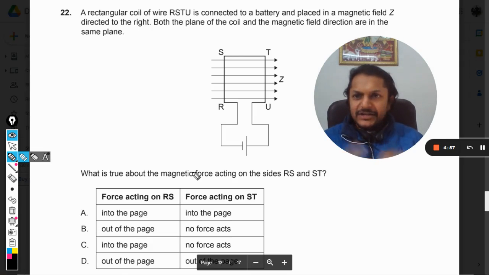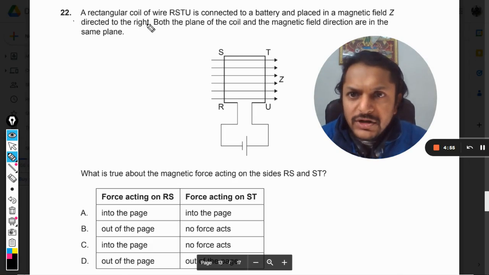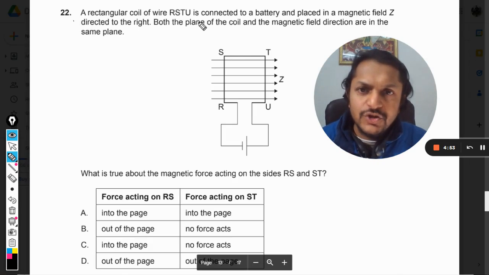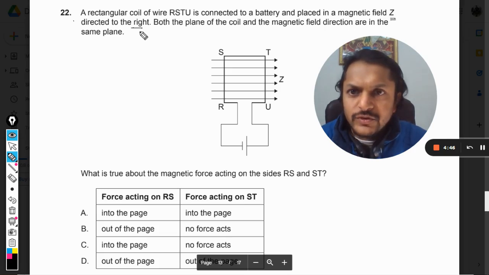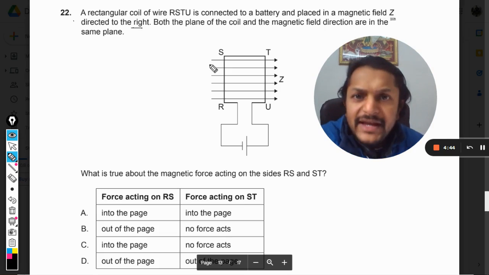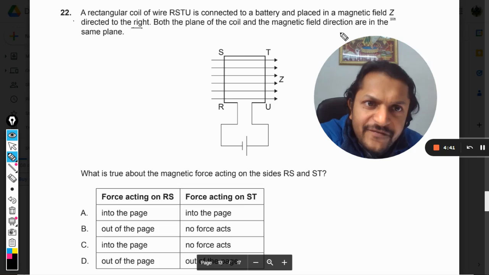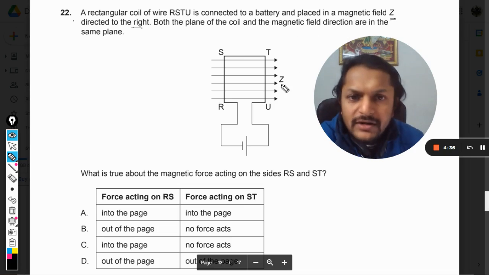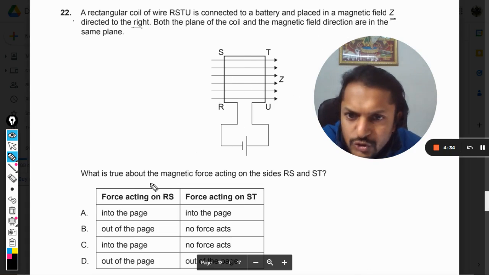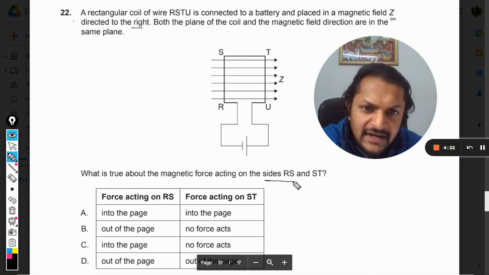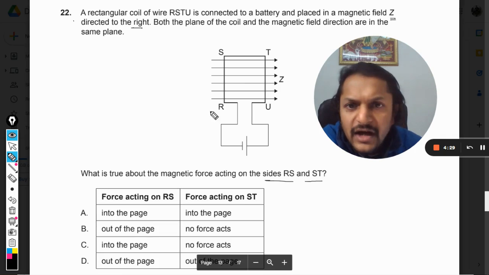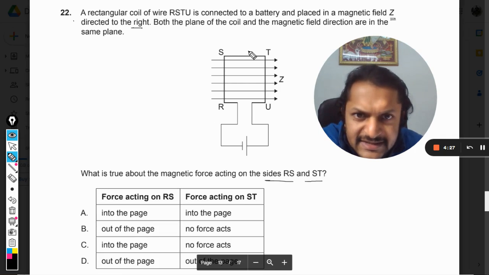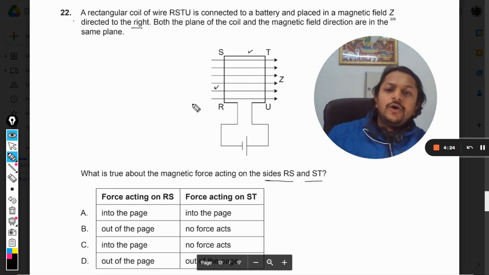Okay, dear students, let us see what is there in this question. A rectangular coil of wire RSTU is connected to a battery and placed in a magnetic field Z directed towards right. Both the plane of the coil and the magnetic field direction are in the same plane, as shown in the figures, quite clear. What is true about the magnetic force that is acting on the side RS and ST? So, where is RS? This is RS and this is ST. Okay, here and here. Okay, fine.